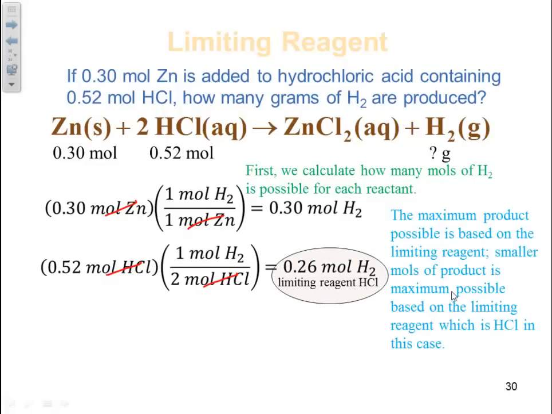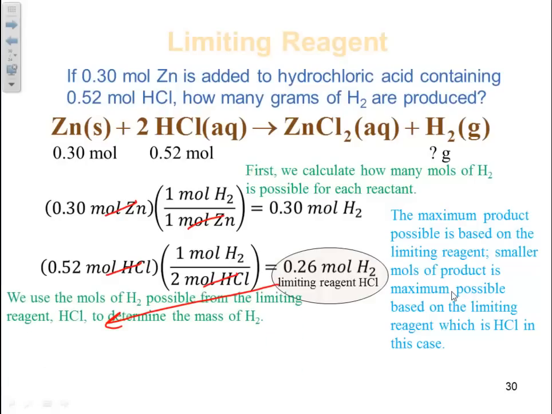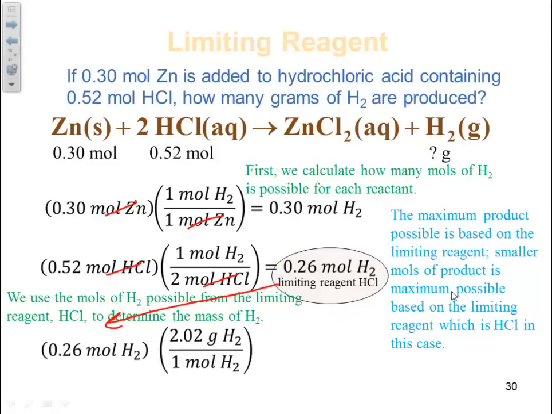So I'm going to take that value to calculate my mass of hydrogen possible. We'll use the moles of H2 possible from the limiting reagent to determine the mass of H2. So I got 0.26 moles of H2 times my molar mass of H2. Moles cancel. And that tells me I got 0.53 grams of H2 possible. That is the maximum amount of H2 that's possible in this reaction because the excess zinc is not going to help me form any product.